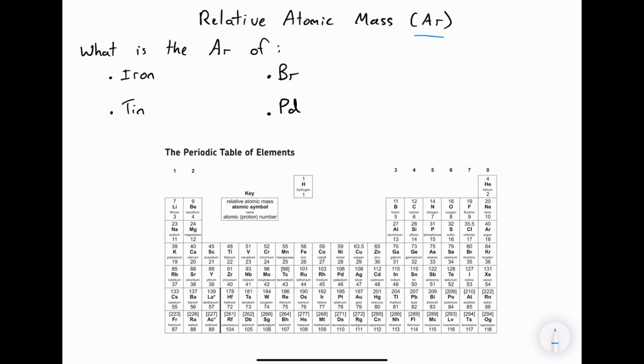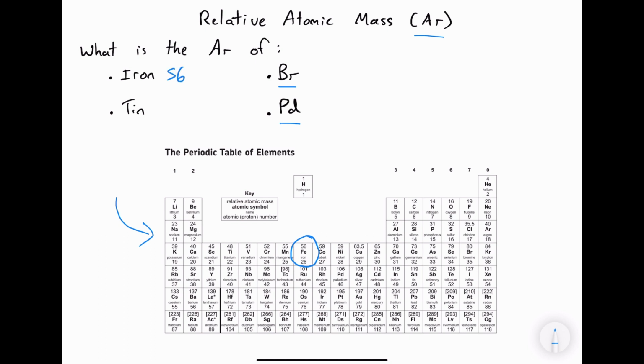So sometimes you may be asked to find the Ar, or the relative atomic mass, of an element. For example, what is the Ar of iron, tin, and in these two we're just given the element's symbol. So to find the Ar you would need a periodic table, and it would be the big number for the element in the periodic table. Iron is located here on the periodic table. It has two numbers, 26 and 56. The Ar of iron would be 56.